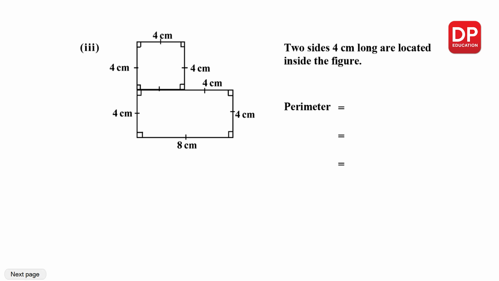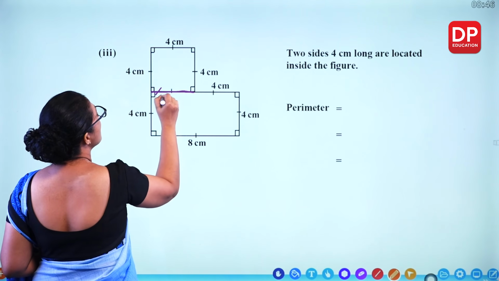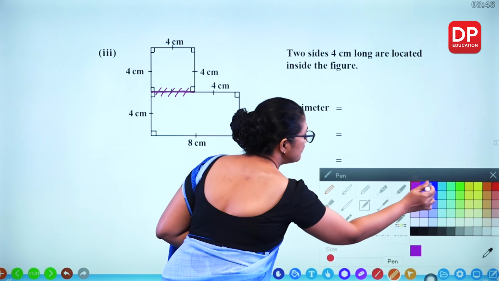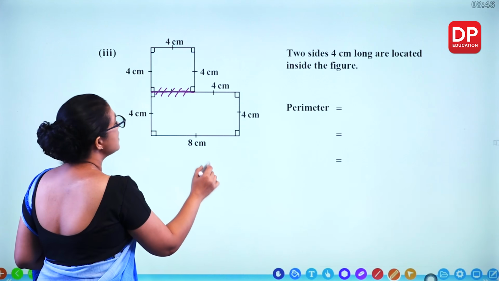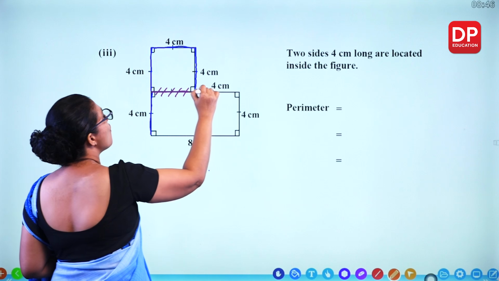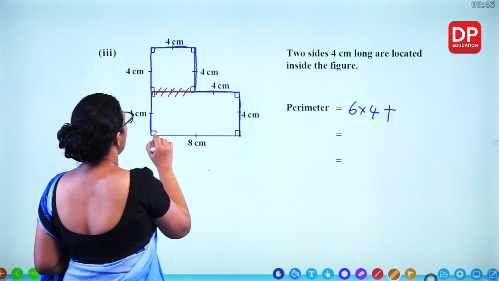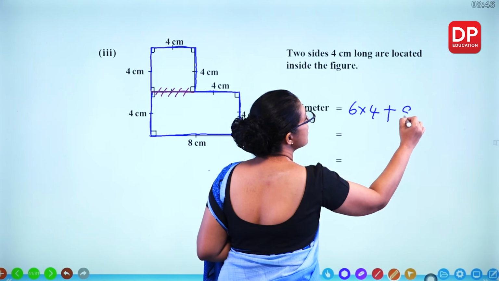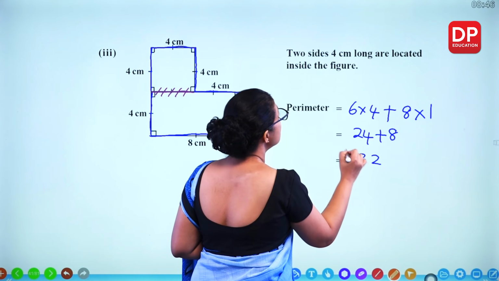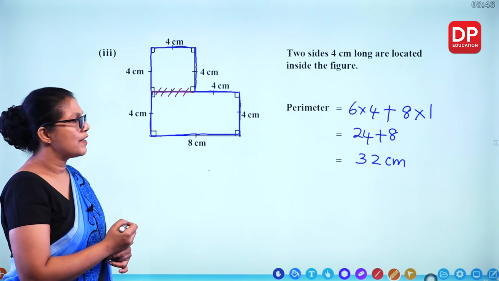This one. Here 2 sides 4 centimeter long are located inside this one. You can't take it. Now take the outer length. 4 centimeter ones: 1, 2, 3, 4, 5, 6. 6 times 4. And 1, 8 centimeter long length times 1. 6 times 4, 24 plus 8. You get 32 centimeters as the perimeter of the combined figure.